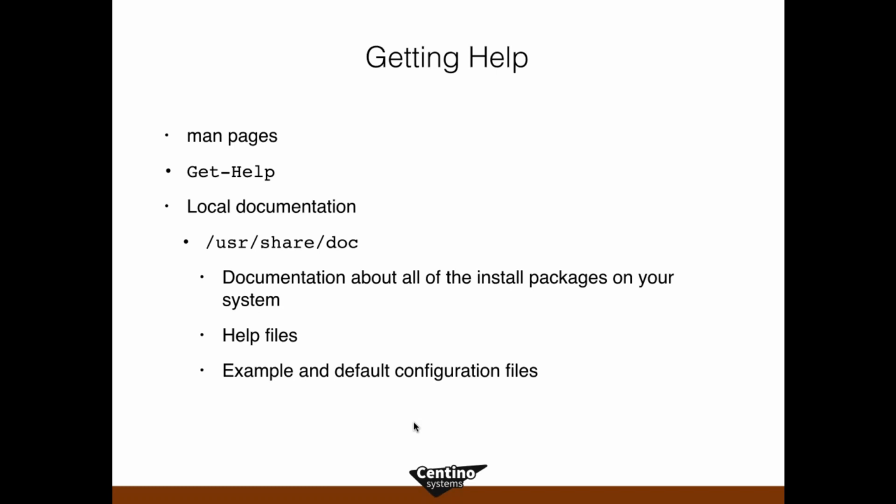If we're in PowerShell, we have Get-Help. And I want to let you in on a little secret, not necessarily a secret, but the thing that's often forgotten about is local documentation. Anytime you install a software package, it's going to take its documentation and park it in /usr/share/doc in that directory. Inside there, you'll find things like help files, README files, example configurations, and default configuration files. So if you install Apache and you look in that directory, it's going to be /usr/share/doc/httpd-2.4.6, which is the current version. You go in there, you're going to find a default Apache configuration file.